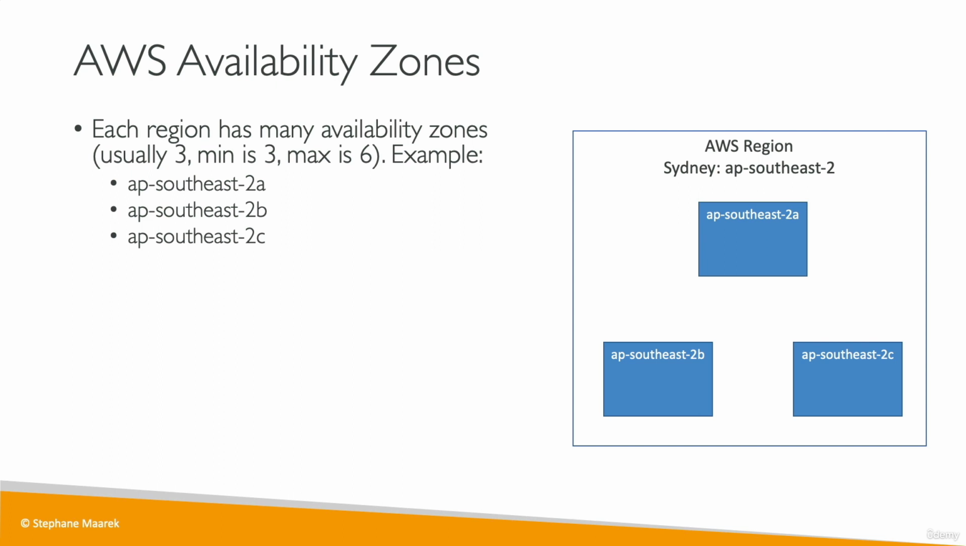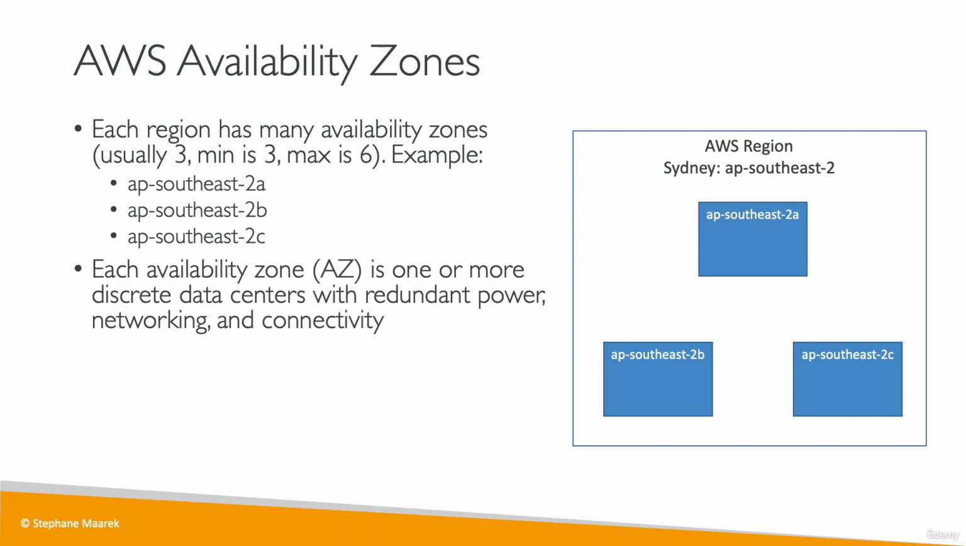Now, each of these availability zones is going to be one or more discrete data centers that will have redundant power, networking, and connectivity. That means that in ap-southeast-2a, I can have 2 data centers, maybe as well 2 in 2b and 2 in 2c. But it could be 1, it could be 3, it could be 4. We don't really know. AWS doesn't tell us that.